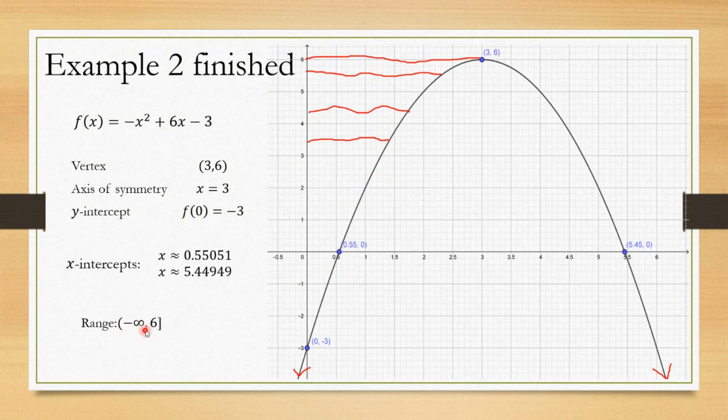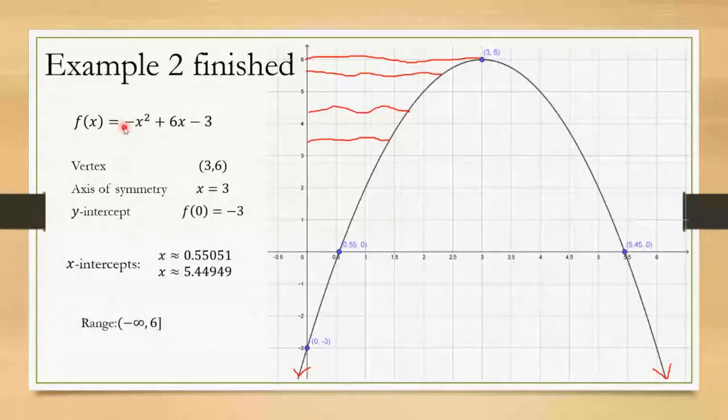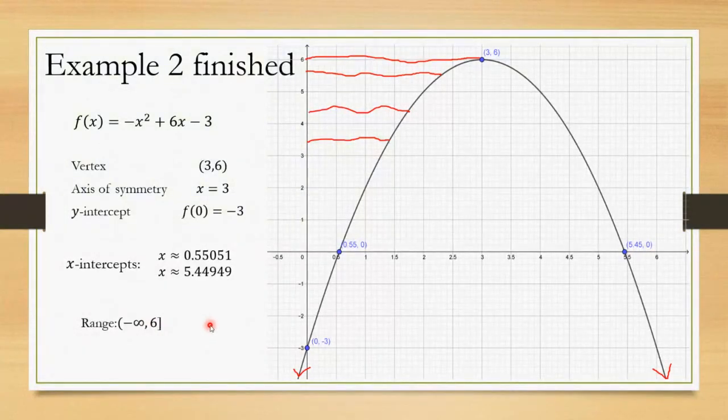So if this graph was flipped upside down over the vertex and was pointing upwards, because A would be positive here instead of negative, then you would have 6, comma, infinity. And you would have a square bracket around 6, because it has that inequality sign. Well, because 6 is in the range, that's why. And with infinity, you can never include it because that's not a number. That's just notation for it keeps on going.